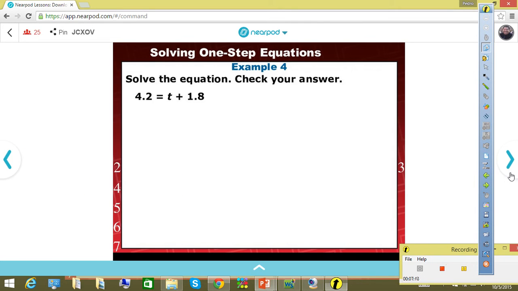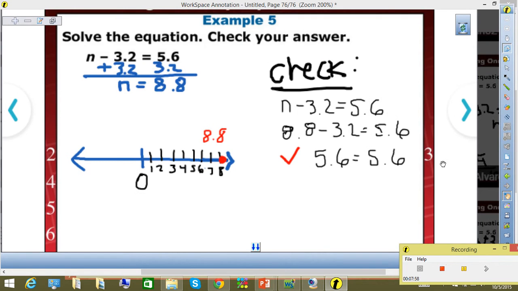Example 5. Look at this one. N minus 3.2 equals 5.6. Copy that on your paper. And then I'm going to send you this one on your screen for your iPad so you can send me the response on there. Here we go. Okay, there's the correct answer.